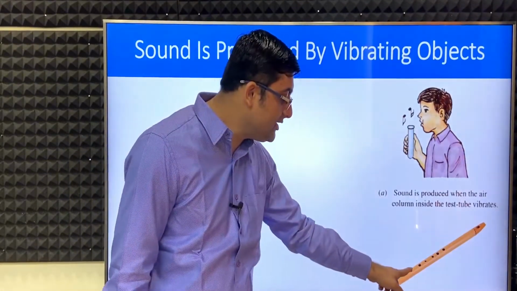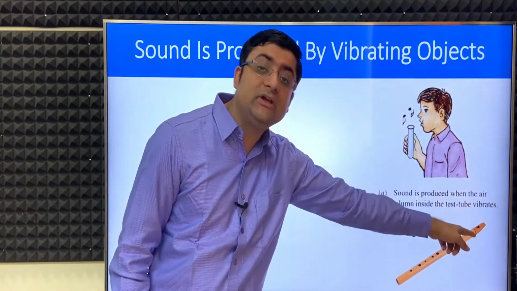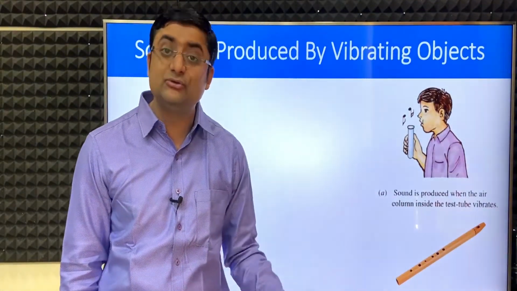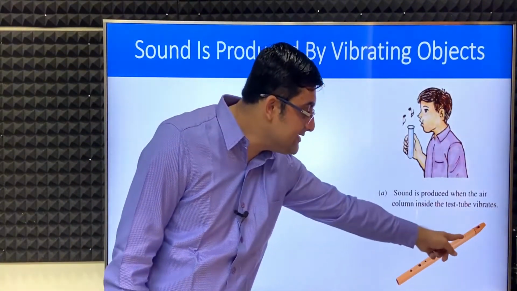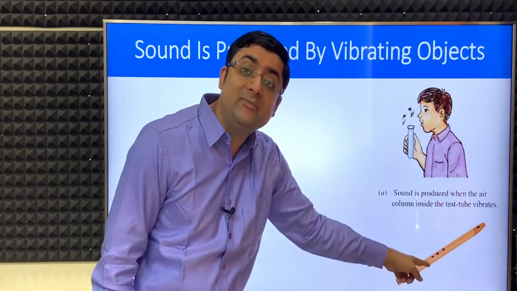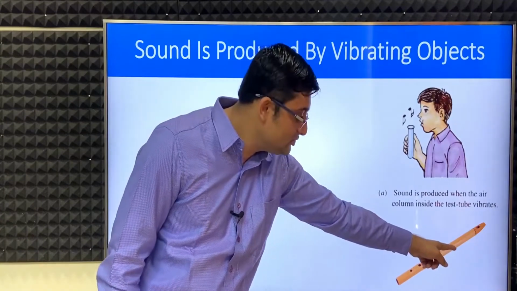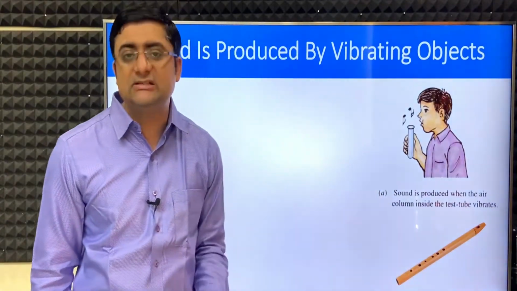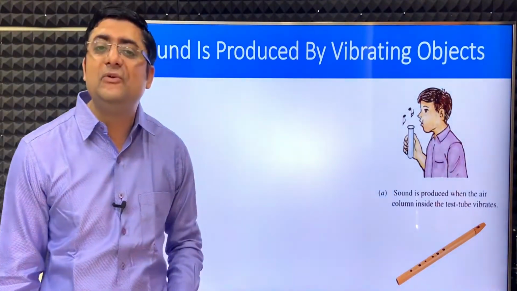Now what you do is you place your fingers over here and blow over here. A beautiful sound is produced. So what is happening over here? Basically, there's air inside the flute. So when you're blowing over here, you are vibrating the air column inside. So when the air inside vibrates, a sound is produced. So that's how a flute produces sound.